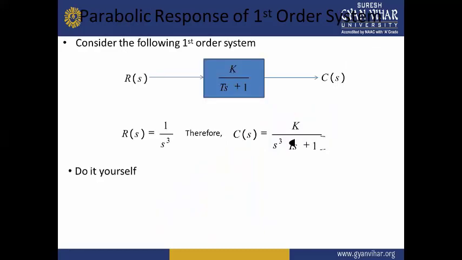Now, the parabolic response of the first order system. Let's apply the parabolic response, in which the function of a parabola is considered as an input in the time domain. In the S domain, it is defined as 1 by s cubed. Therefore, we can write that the response will be equal to K upon s cubed into (Ts plus 1). I'm leaving it for you to do, and we will see the results.